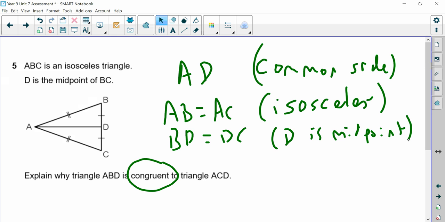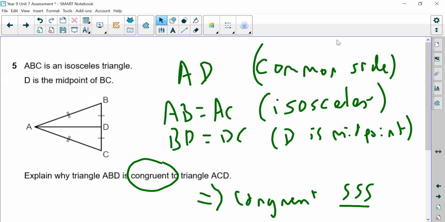Now, with all of that information that I've got there, AD, and then these two sets being the same, these two sets being the same, I know I've got congruent triangles by using side, side, side. And you must state side, side, side.